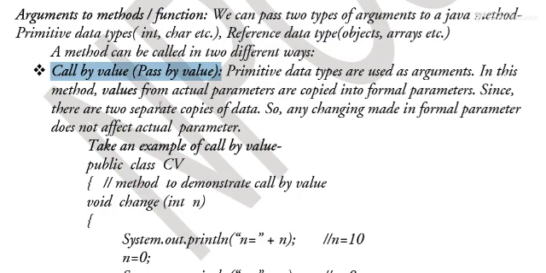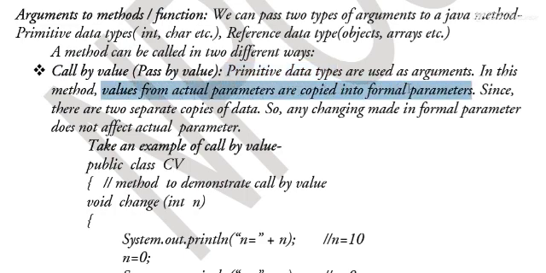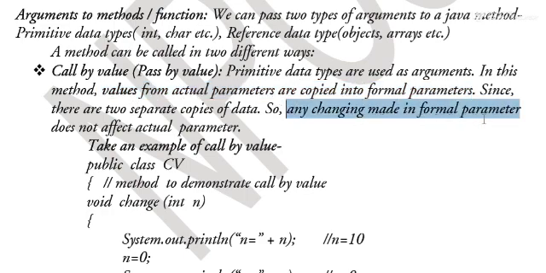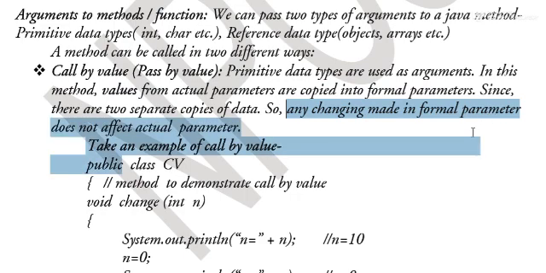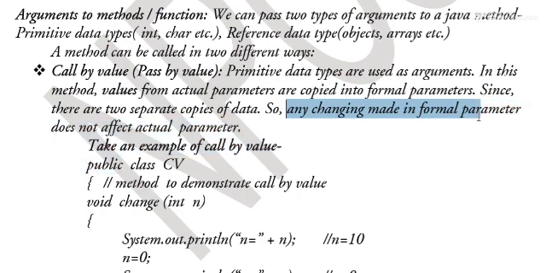In call by value method, only primitive data types are used. So, values from actual parameters are copied into formal parameters. Here there are two different copies of data. One is actual parameter and second is formal parameter. So, any change made in formal parameter does not affect actual parameter. Look at this theory in this example.